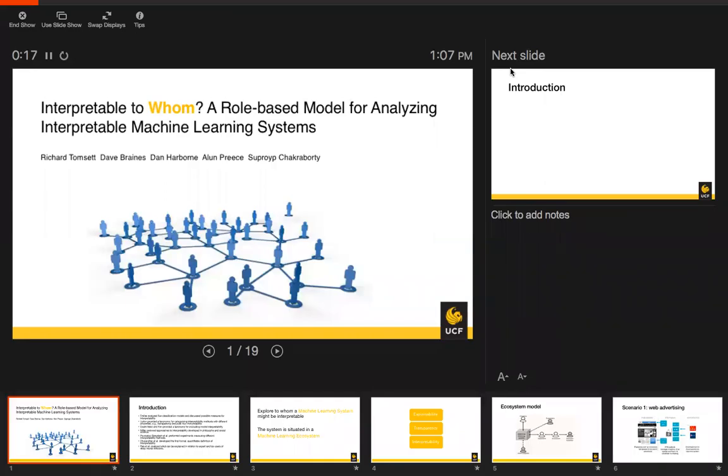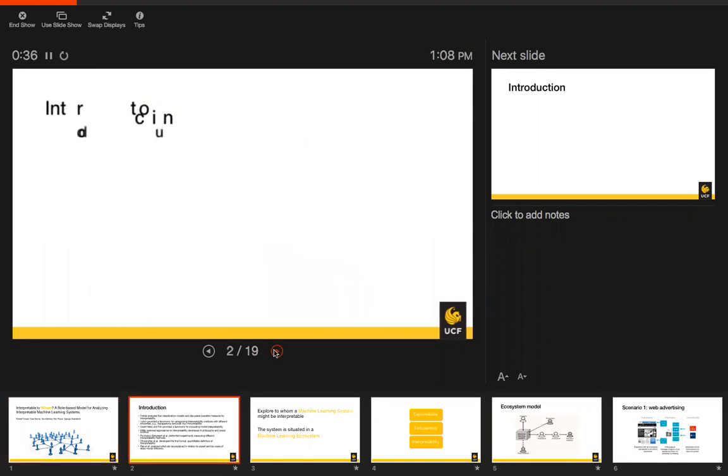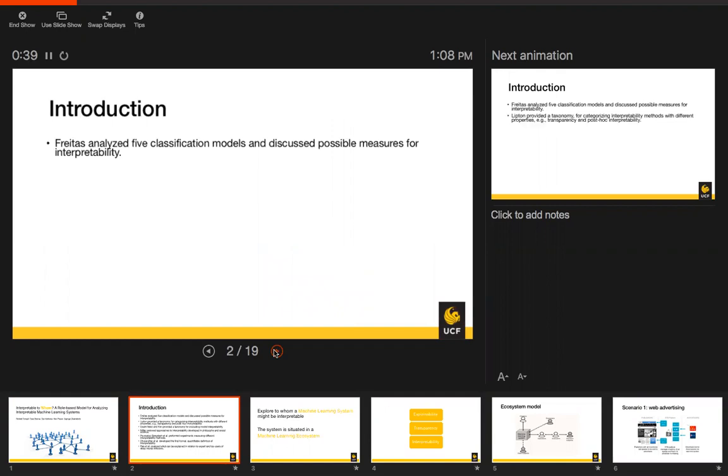Okay. Today we are going to talk about the article "Interpretable to Whom? A role-based model for analyzing interpretable machine learning systems." So, introduction here. Oh, this is like the literature review.